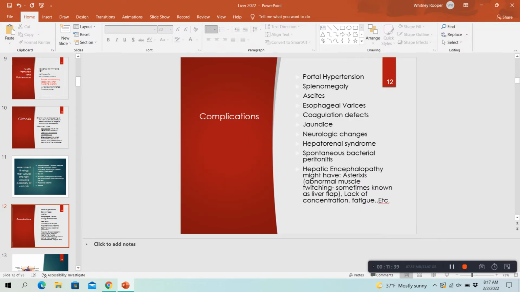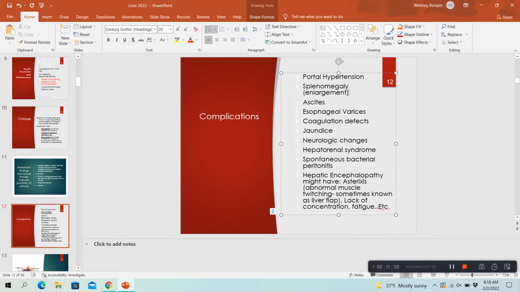Complications. The portal hypertension that I talked about. Splenomegaly. The portal vein from the liver. Esophageal varices. Coagulation defects. We talked about clotting on Tuesday. These people will have a lot of variations in their ability to clot.